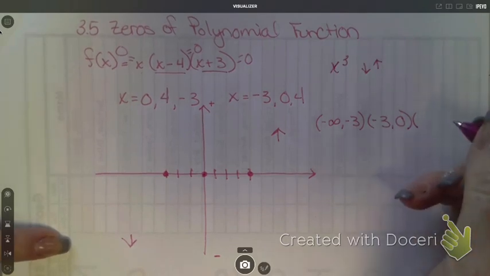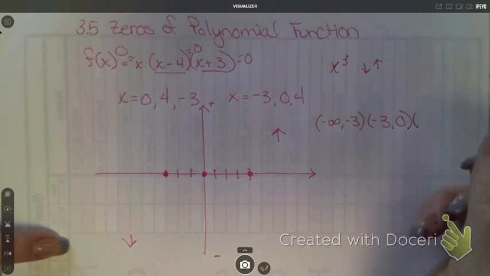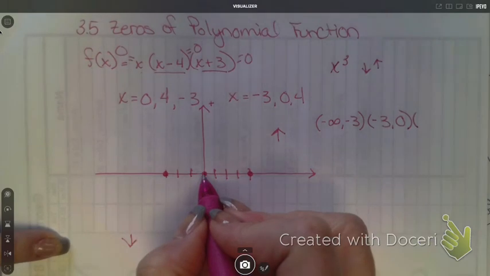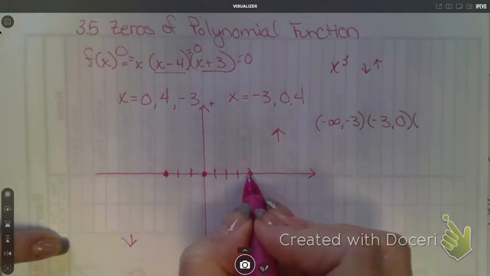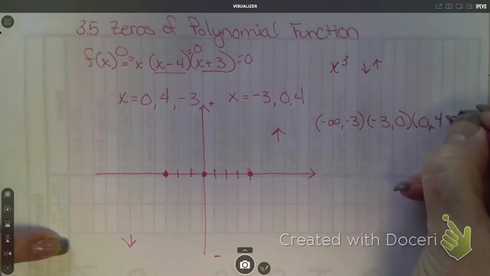What if I have an even multiplicity? Remember me bouncing off the door? Have I done that for you guys yet? No. Oh, I get to do that today. Okay. And then I leave 0 and go to what? 4. So I go 0 to 4. And then 4 to positive infinity.